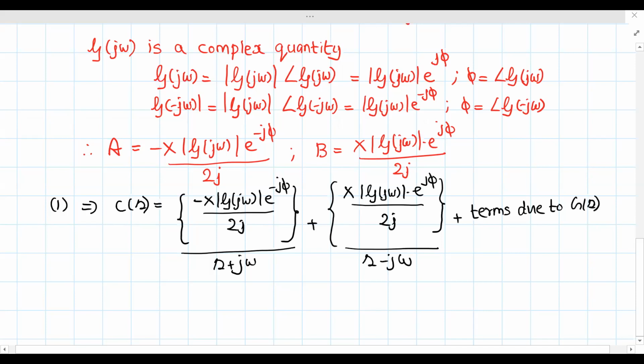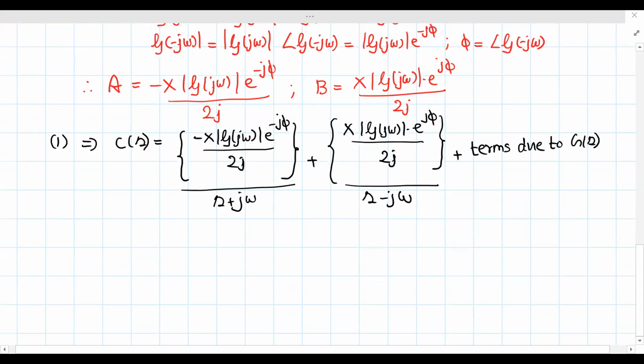Terms due to G(s). Okay. Now we can take the Laplace inverse transform. So now what will be the response? Response c(t) will be, response means what? Output as a function of time t. So response c(t) will be L inverse of C(s).